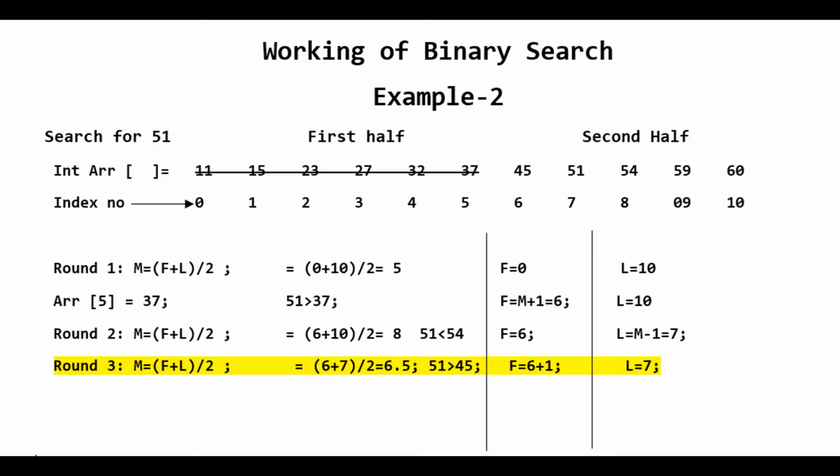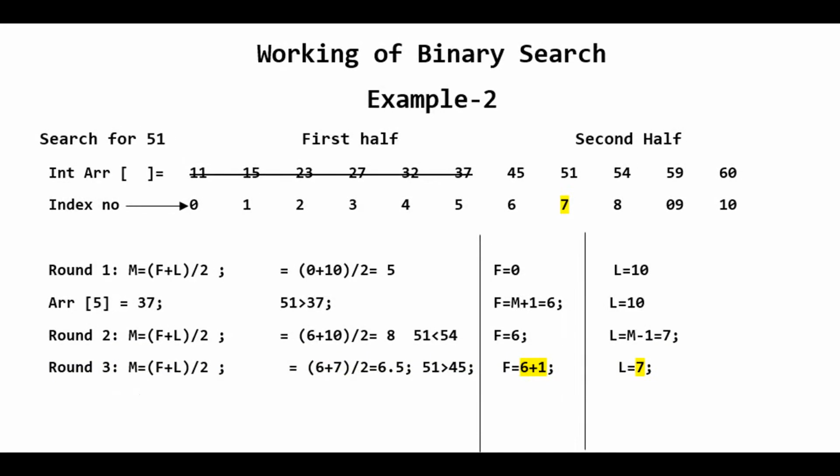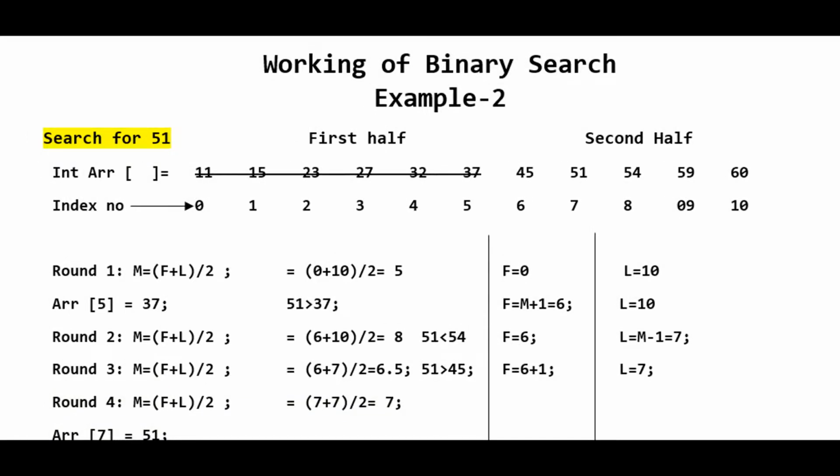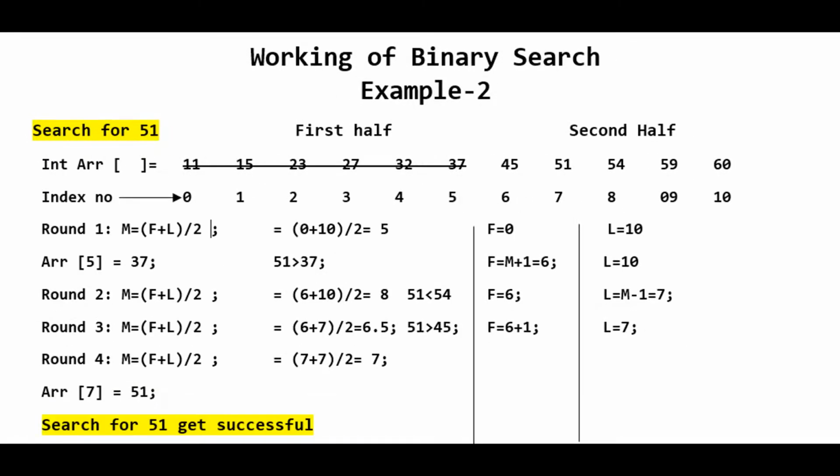In the first half, we don't need to search, so to get the first index we add middle index plus 1. We get 7, and the last index is also 7. Now the first index is 7 and the last index is also 7. If the element is not found at this index, then the search will stop. Let us check: 7 plus 7 divided by 2 will be 7. So we get 51 here. This is what we are looking for. Now it becomes successful; if some other element was at the place, it would be unsuccessful.